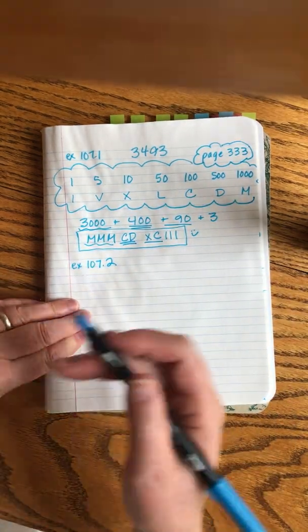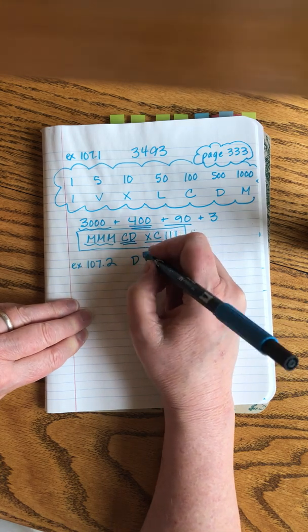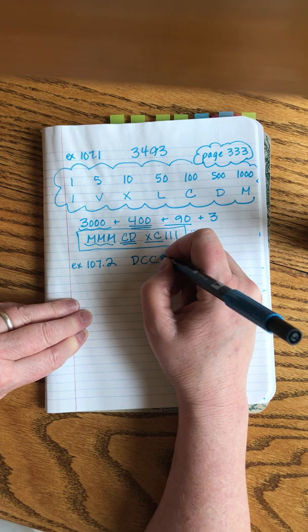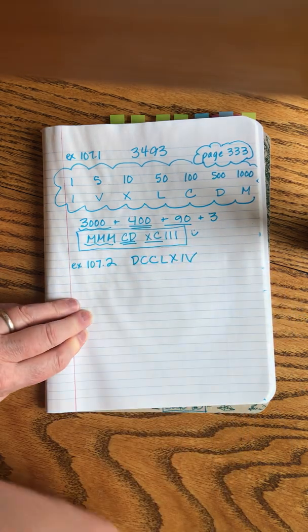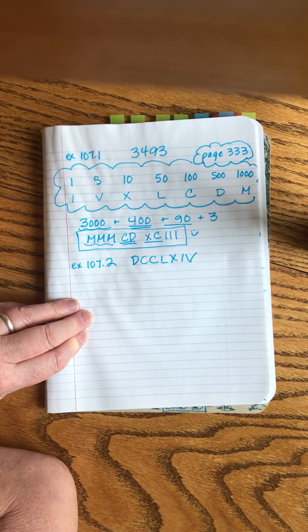Okay, this time we're going to go in the opposite direction. John gives us a number in Roman numerals, and we have to decode it. Okay, you write it down. I'll double check. All right.